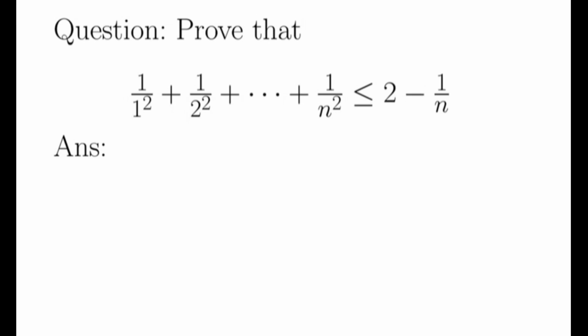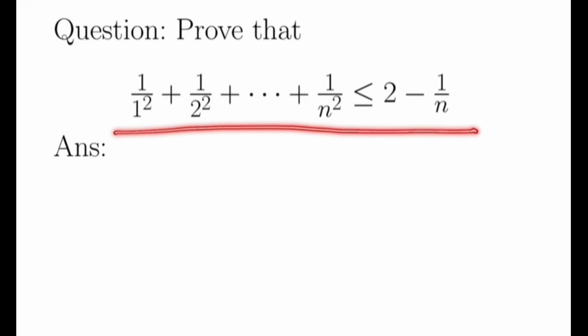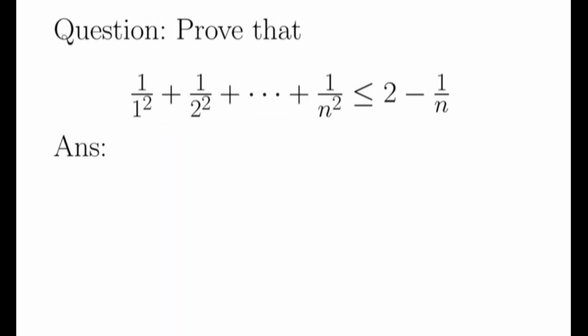In this video, we will solve the following inequality: 1/1² + 1/2² + up to 1/n² is less than or equal to 2 − 1/n. And we will prove this by using mathematical induction.